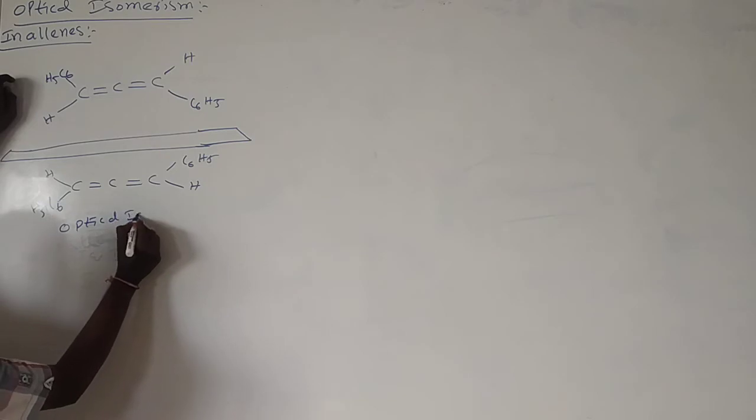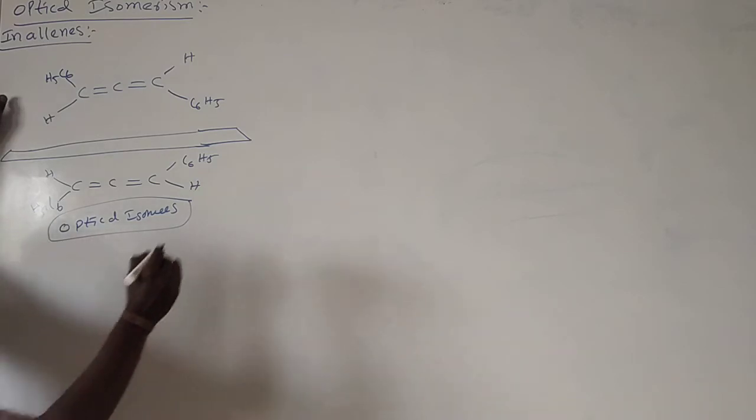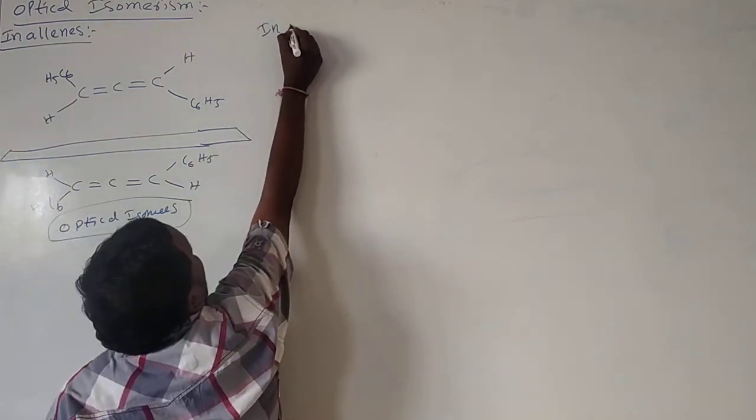So these two are basically called optical isomers. These two allenes we call optical isomers. Non-superimposable mirror images, an enantiomeric pair. So this is also called optical isomerism. Then in continuation, we will see it in biphenyls.